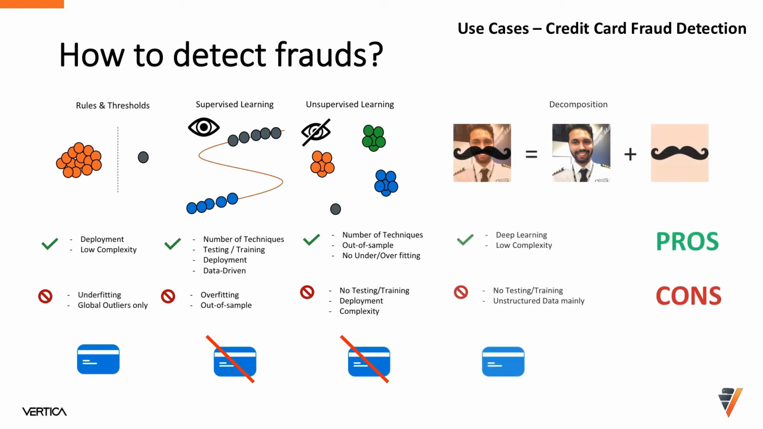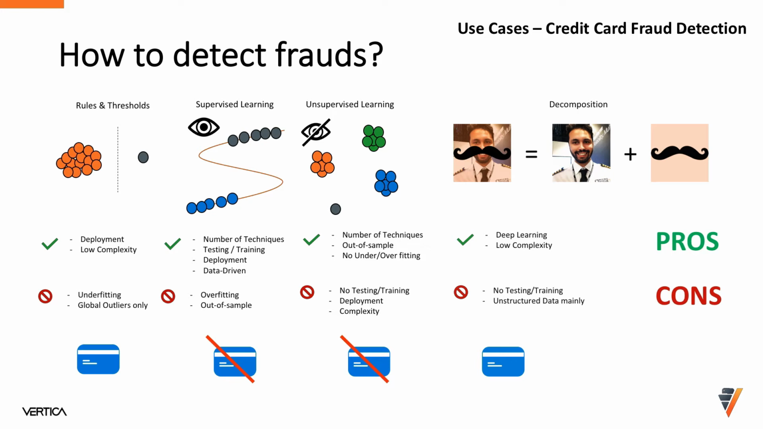Some other techniques like decomposition can also help detect frauds. They have a low complexity and can be used to find frauds on unstructured data. They can be used on surveillance cameras to identify a fraudulent action and block a card-present transaction. However, there is no way to test the accuracy of the model.